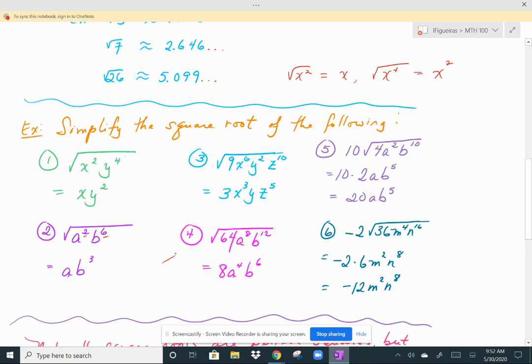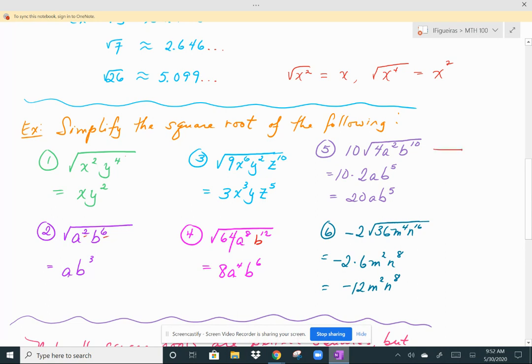I have the square root of 64, a to the 8th, b to the 12th. Square root of 64 is 8. Square root of a to the 8th is a to the 4th. Square root of b to the 12th is b to the 6th. Again, all you're doing is dividing your exponents by 2 because it is a square root. The square root means that the root is 2 of this radical. All right, so let's go on.